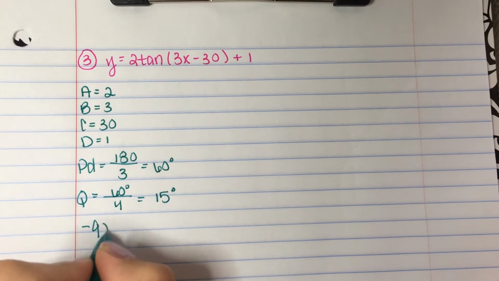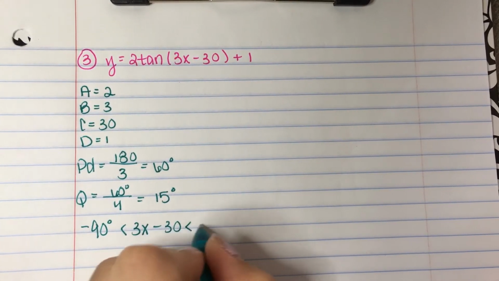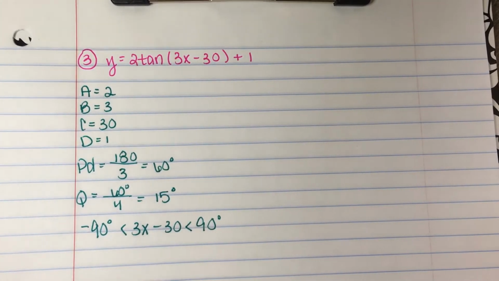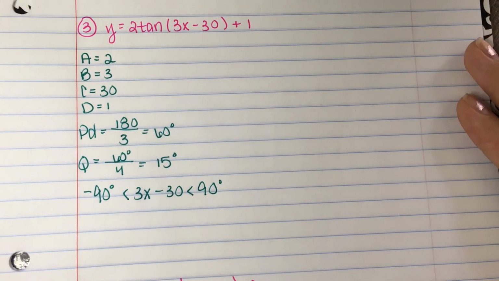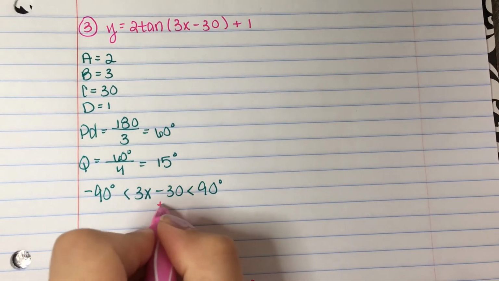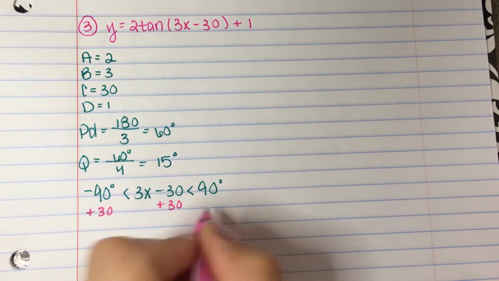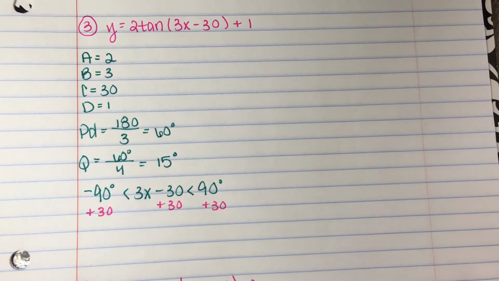And then now we're setting up those asymptotes, and we're going to have bx minus c on the inside between our asymptotes for our parent function, negative 90 and positive 90. All right, so now the goal here is to solve for x in the middle. The first thing I'm going to do is add 30 degrees. That's the first thing you want to do. Add 30 degrees all around.